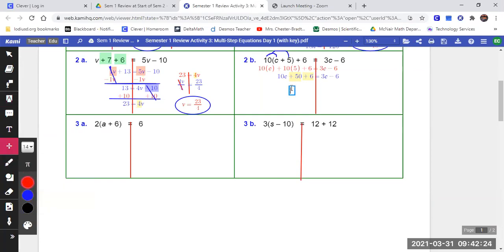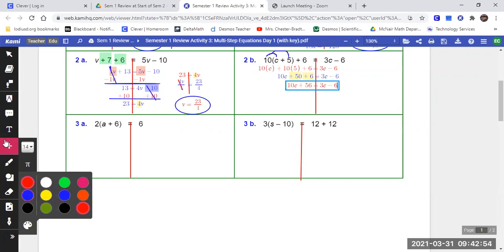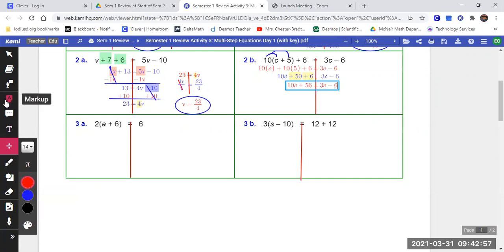What's the left side going to simplify down to once we combine our like terms? 10c plus 56 has to equal the 3c minus the 6. That side's not changed yet. We haven't done anything. Now we are cleaned up. Now we're ready to go. Now we do our addition and subtraction. We handle our big zeros.